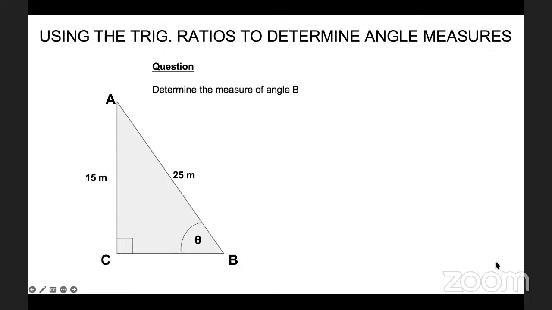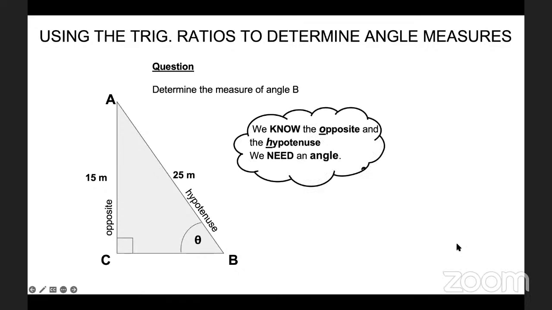You have the hypotenuse and the opposite, because we're looking at angle B. So we have the hypotenuse and the opposite. What ratio uses the hypotenuse and the opposite?